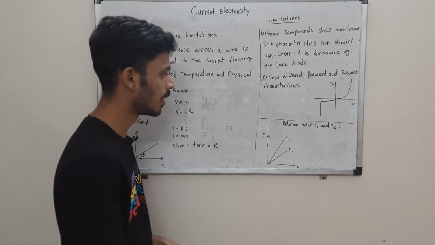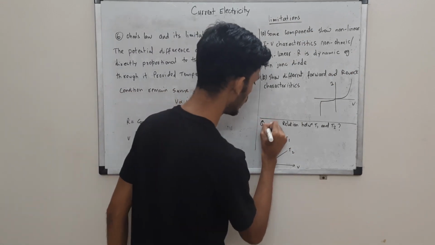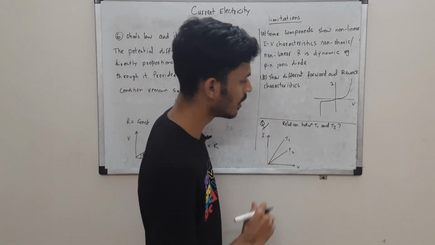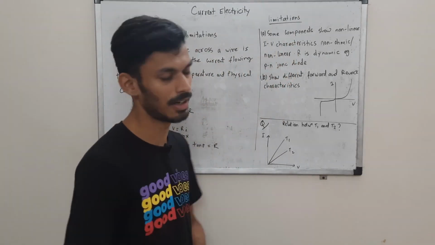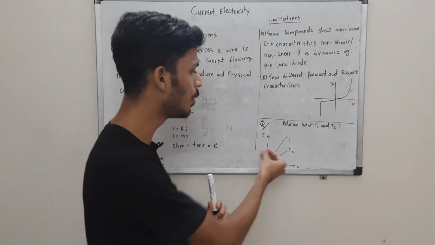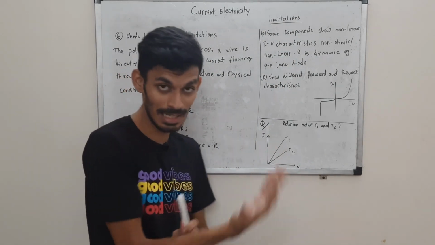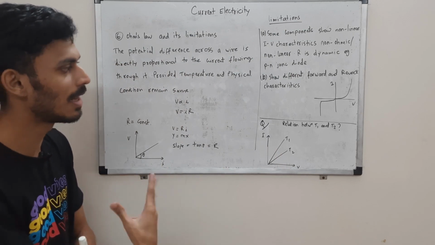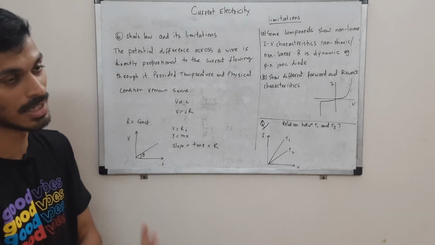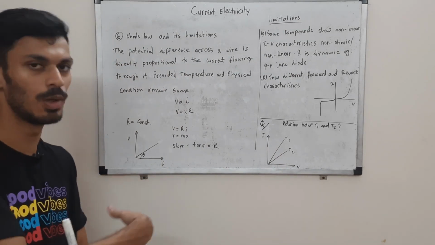Now here is a question. Here you are supposed to find the relation between T1 and T2. These are two different temperatures, and we are studying the IV characteristics of a given material at two different temperatures. You can see that it is linear at both the temperatures. You are supposed to tell the relation between T1 and T2. Is it greater than, less than, equal to what?